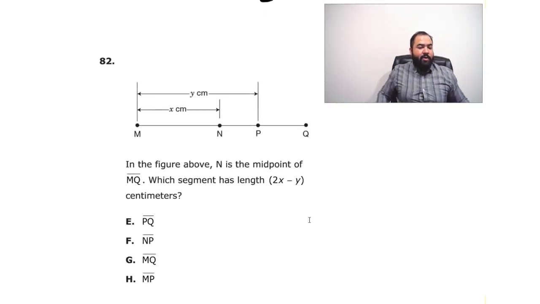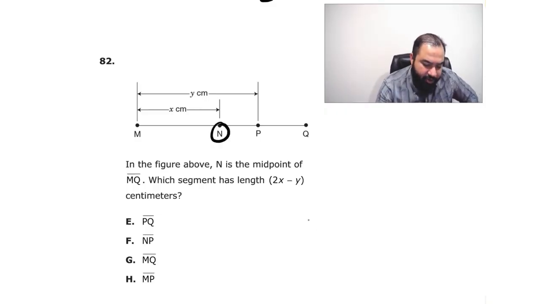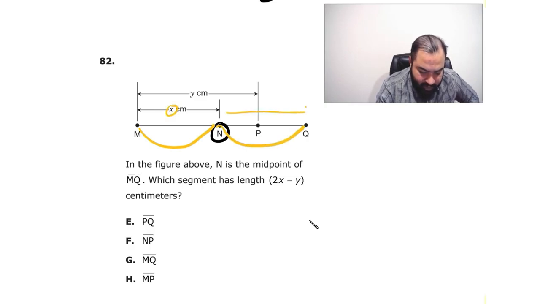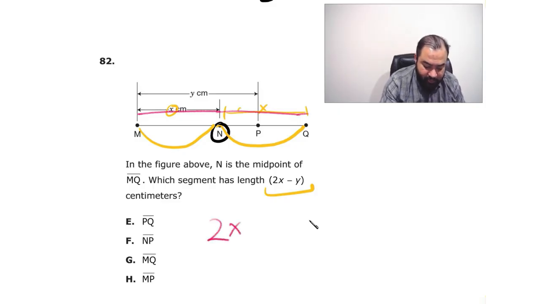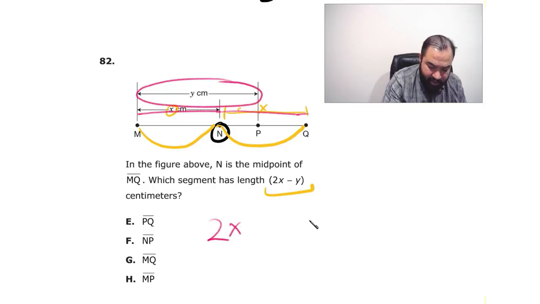It says in the figure above, n is the midpoint of MQ. So n is the middle point of the whole thing. So from here to here is x, we can see. So here to here will be x also, because that's the midpoint. Now they said which segment is 2x minus y? Well, 2x is the whole thing. We know x and x is 2x. From 2x, if you subtract the y, take out this part, which is from here to here is y, all that remains is PQ.